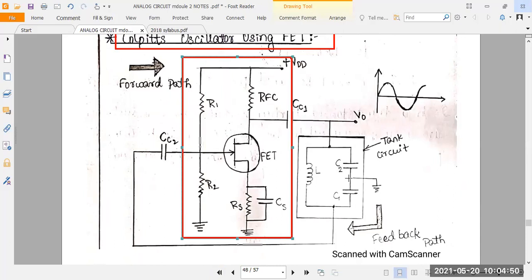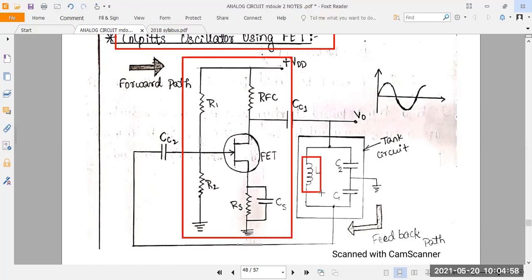In Hartley, they have taken L1 and L2, but here they have taken C1 and C2, in series. Then you take an inductance, which should be parallel with the C1 and C2 capacitance. Understood? Then the output of the feedback goes to the input of the amplifier.